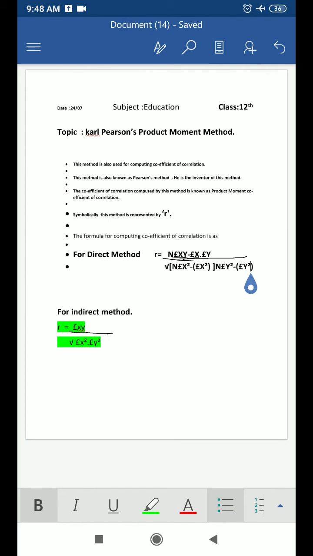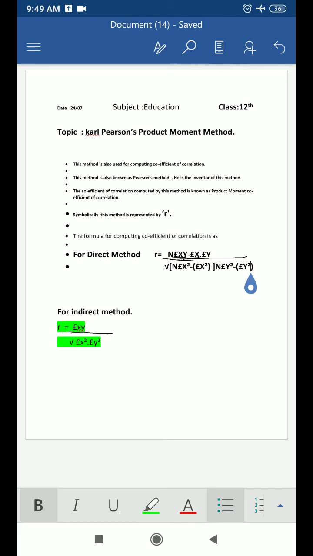This method is also known as Pearson's method because he is the inventor of this method. ये method Karl Pearson, he is an English statesman. उसने इस method को invent किया है. That is why it is known as Karl Pearson's product moment method.